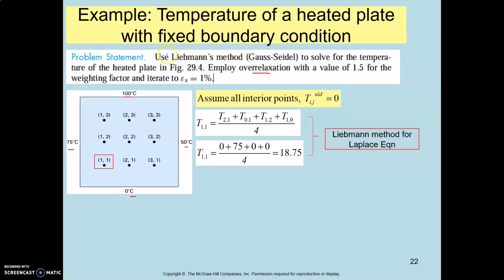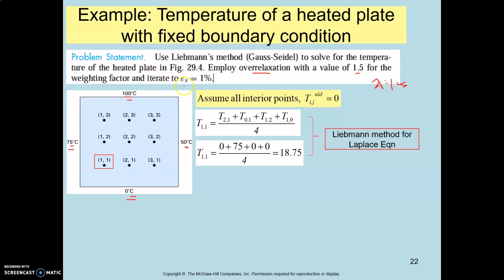In this example, we are going to use the Liebmann method, which is using the Gauss-Seidel method to solve the PDE. In this PDE, we have the heater plate, and the temperature is given at the boundary. We are going to use the over-relaxation with a value of 1.5, so you should know that lambda is 1.5.